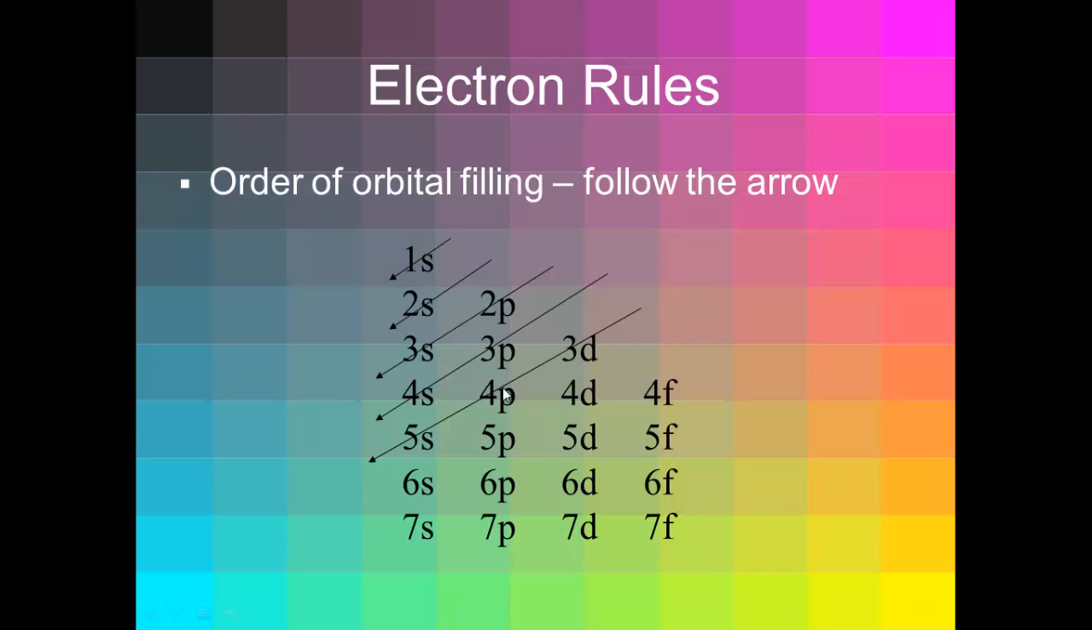Then 3d, 4p, 5s, 4d, 5p, 6s, 4f, 5d, 6p, 7s, 5f, 6d, 7p, 6f, 7d, and lastly 7f. Just follow the order of the arrows, almost like you're crossing things off as you go, and that's the order that those seats would fill up in.